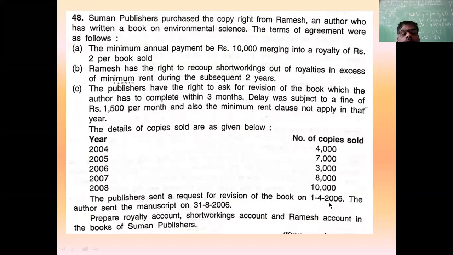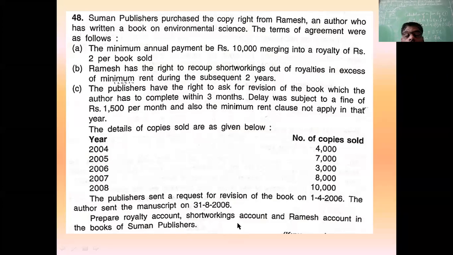But what happened here? He returned the manuscript on 31st August, which means April, May, June, July, August. The author has taken a 5 months period. The time given is only 3 months, but the author made a delay of 2 months. Therefore, the author has to incur a penalty of rupees 1,500 per month. That is nothing but 3,000. 3,000 is the penalty. Clear?